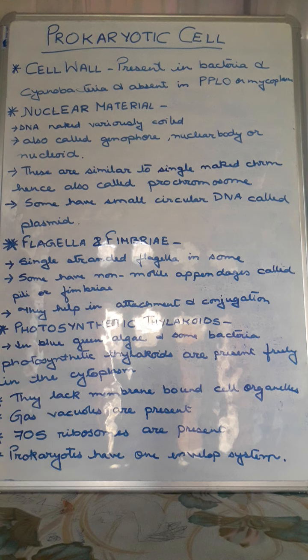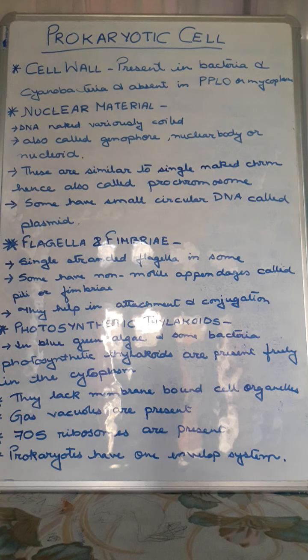Then here, instead of vacuoles, gas vacuoles are present, okay. Then ribosome, 70S ribosome. Now ribosomes are the main protein factories of the cell, isn't it? They help in the protein synthesis mechanism. Basically we find two types, 70S and 80S, and in case of prokaryotic cells, 70S ribosomes are present.